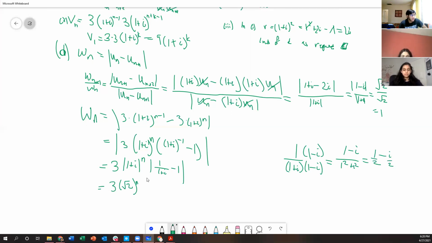Okay, so now what's the modulus of this number here? The modulus of this number here is going to be the square root of 1 over 4 plus 1 over 4, or it's really just 1/2 root 2.